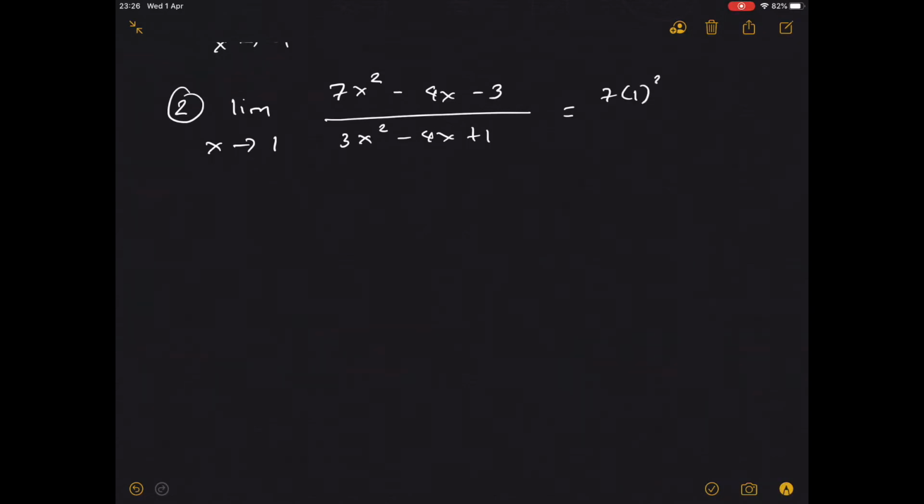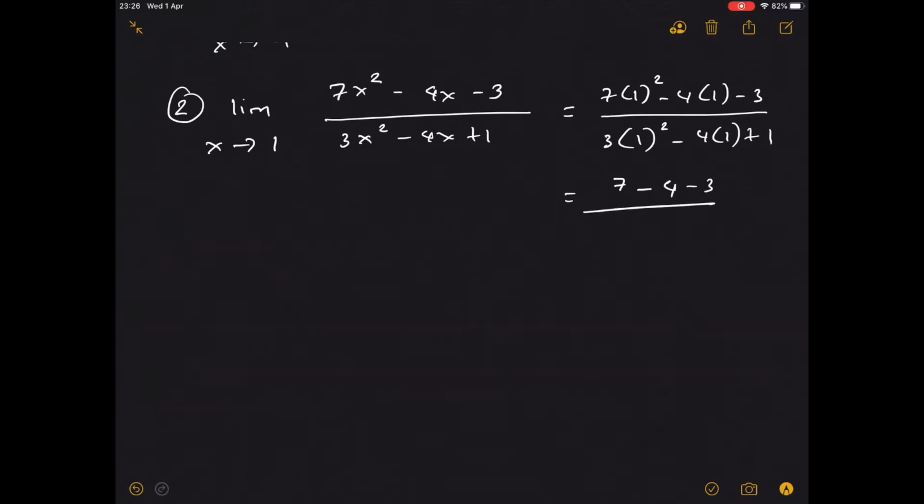So you have 7 times 1 squared minus 4 times 1 minus 3 all over 3 times 1 squared minus 4 times 1 plus 1. That will give us 7 minus 4 minus 3 and 3 minus 4 plus 1 in the denominator. It will give us 0 over 0 again, so we have to factor or simplify the function first.